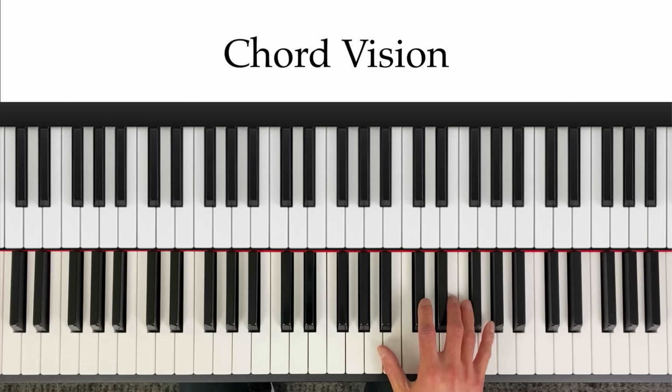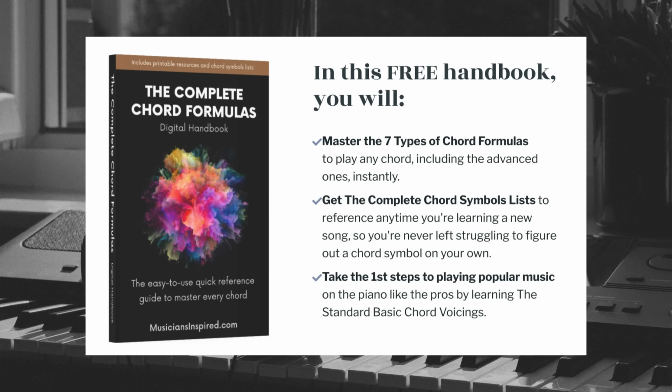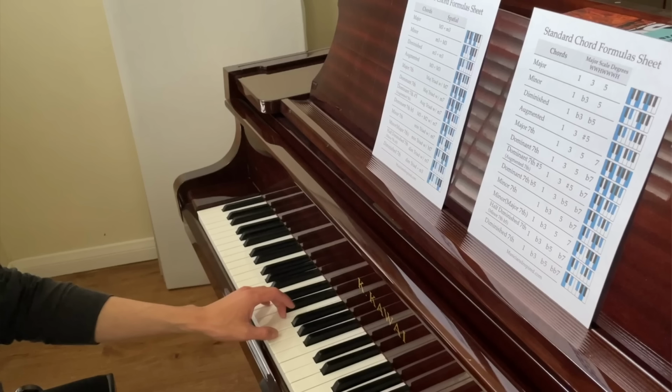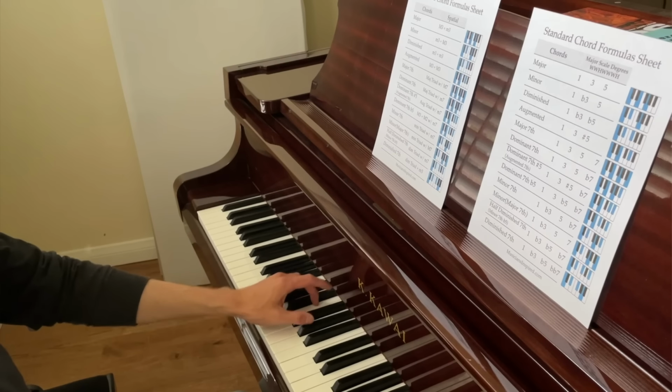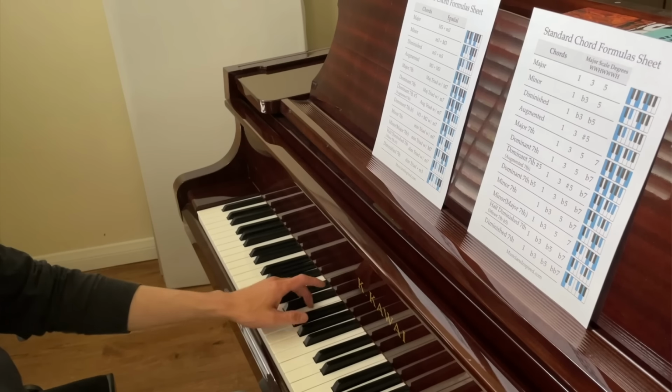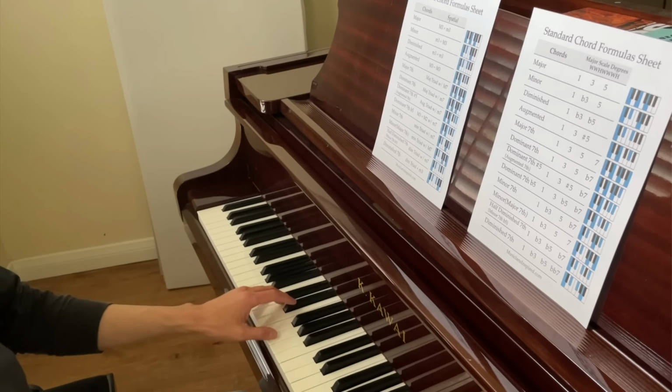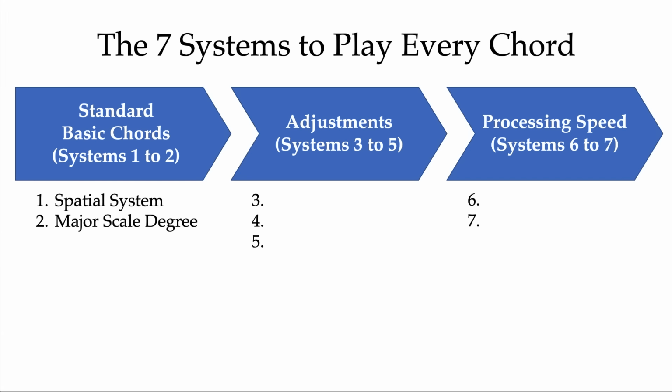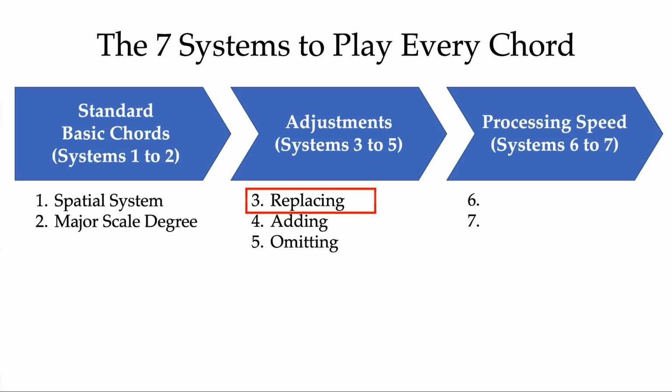We just did the first step to chord vision, understanding conceptually what the chords are. Next, download the Chord Formulas Handbook, print out the standard basic chord formulas pages, and experiment playing through all the chord formulas. Going through that process, you'll really start to internalize the chords and begin to develop chord vision. Alright, now we're going to learn the next 3 systems of thinking: replacing, adding, and omitting. We're going to replace, add, and omit notes from the standard basic chords we've just learned to create new types of chords. So first is replacing.